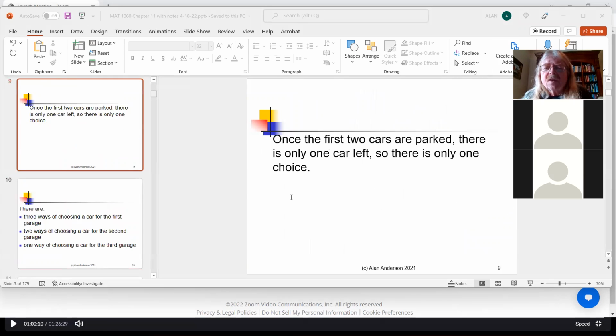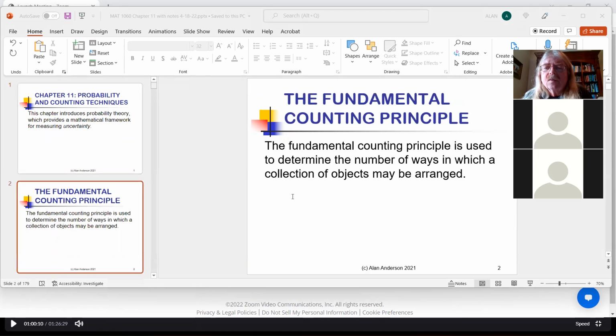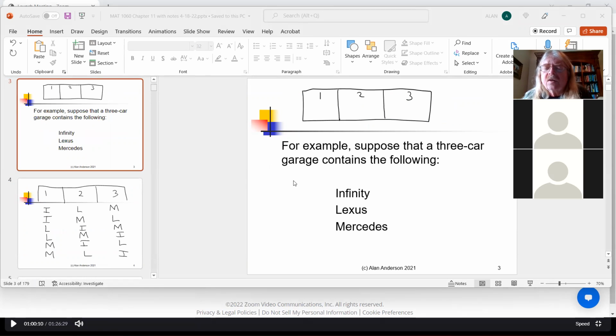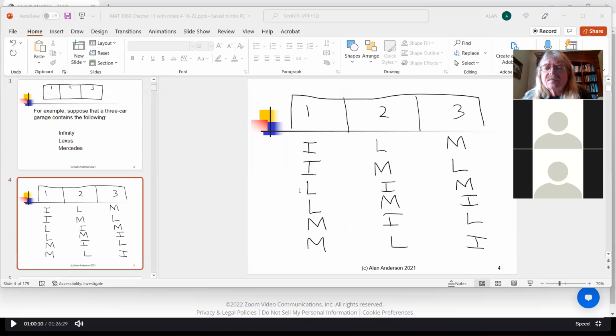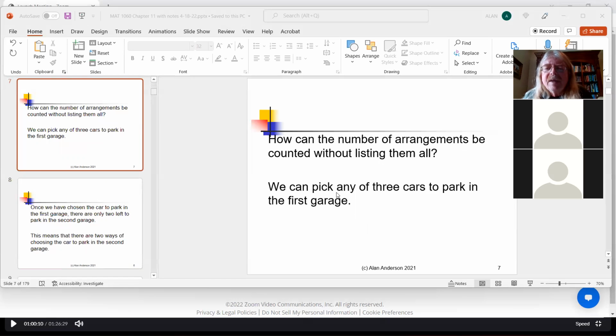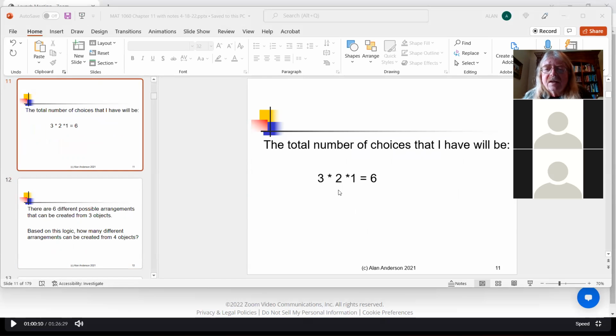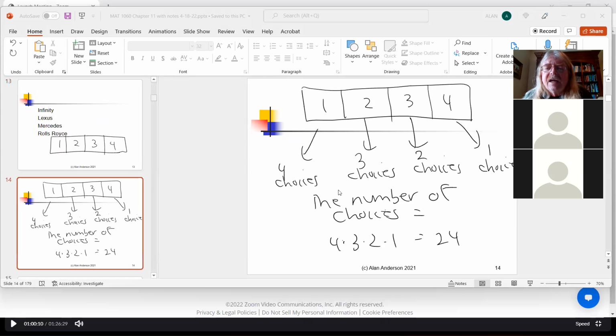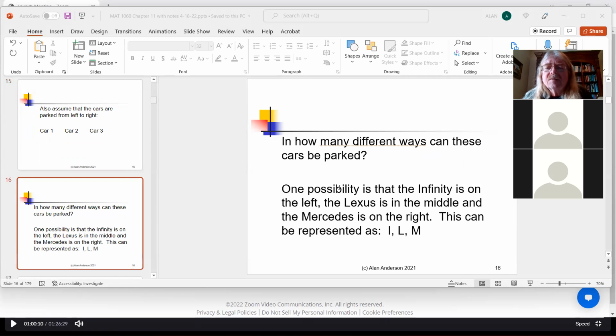The example we started out with was the garage, where we had 3 cars and 3 garages. We determined that it was possible to park the cars in 6 different ways, and I listed them all here for you. Then we realized that it wasn't necessary to actually write them all out because of this wonderful factorial operator, which tells us exactly how many different ways we can arrange n objects.